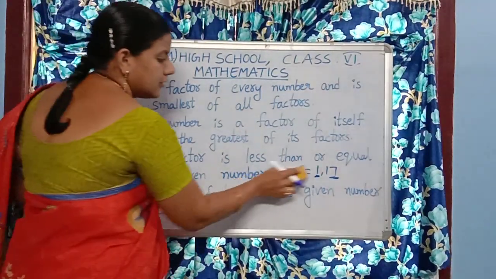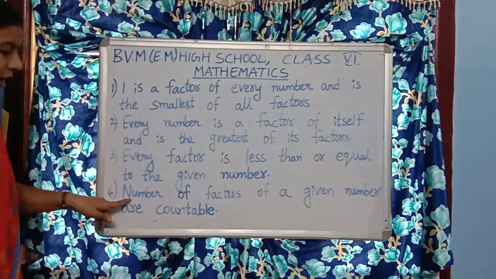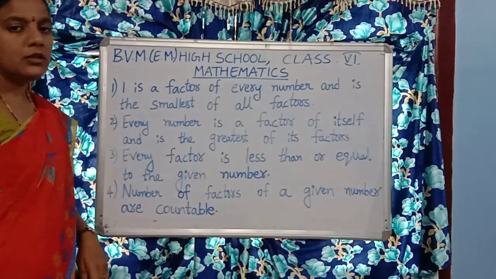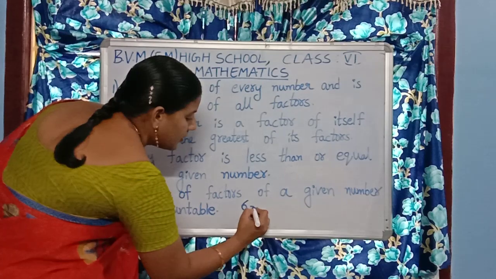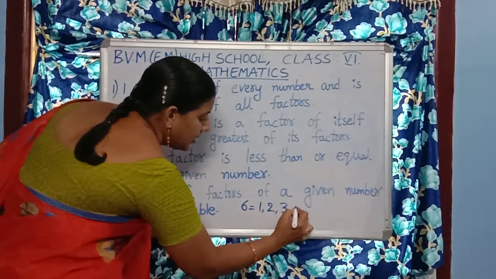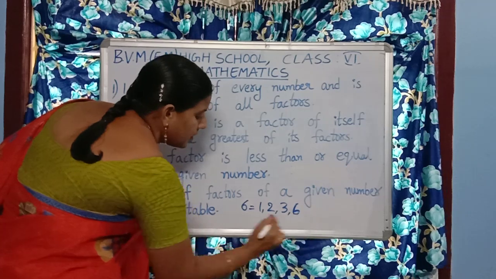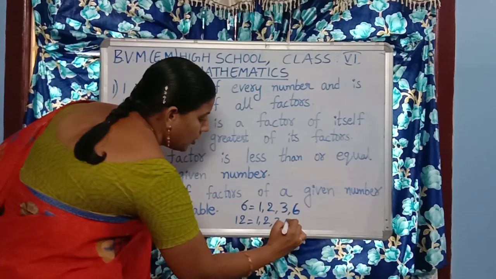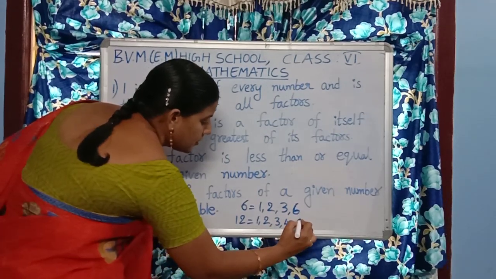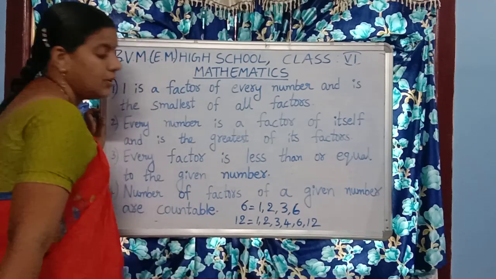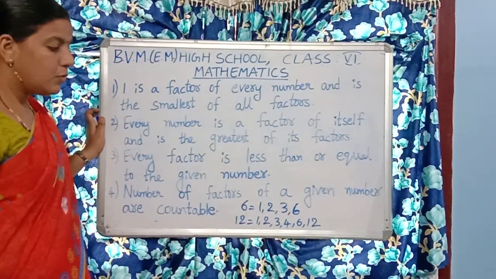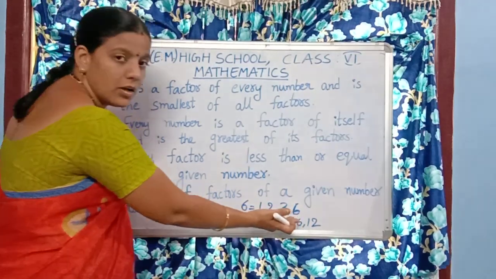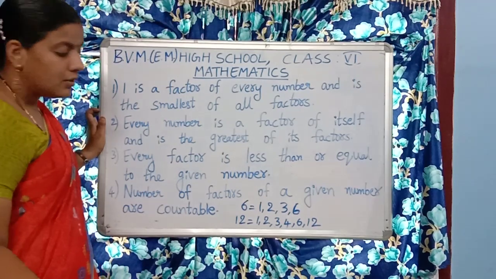Next, fourth one: the number of factors of a given number is countable. For 6, the factors are 1, 2, 3, 6. For 12, they are 1, 2, 3, 4, 6, 12. Take more examples. What is the result? The factors are countable. They are not uncountable.